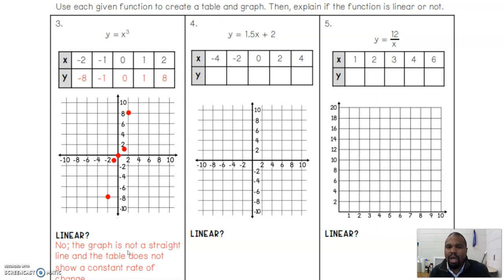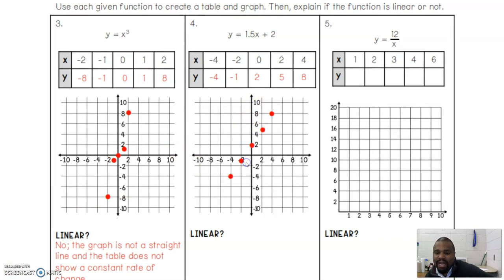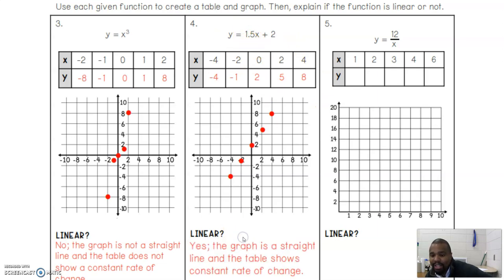Look at number 4. We're going to do the same thing. Substitute x for these values to give us our output, and when we do that, it'll give us this table here. So we have these ordered pairs, and we plot them on our coordinate plane here. It'll look something like this. Now, if you look at this, hey, this is a straight line. Because this is a straight line, you have a constant rate of change. It's in the format of y equals mx plus b, so this is going to be a linear function.